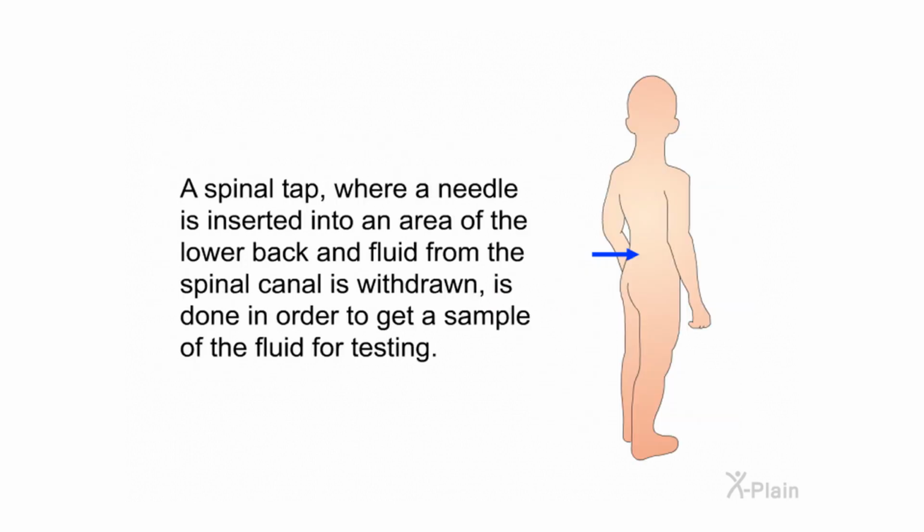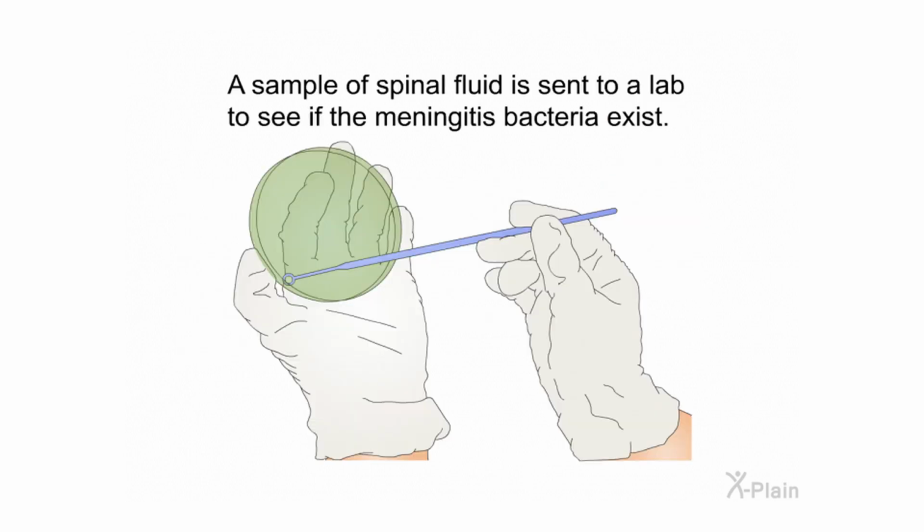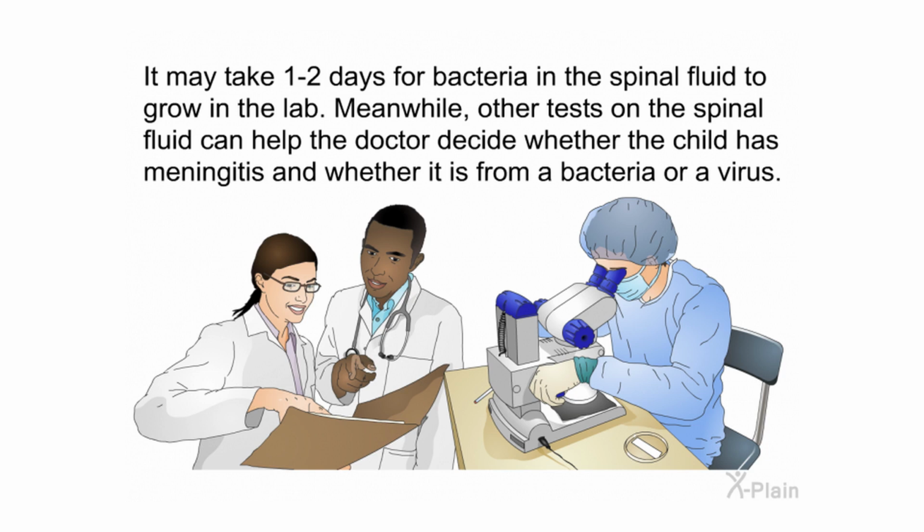A spinal tap, where a needle is inserted into an area of the lower back and fluid from the spinal canal is withdrawn, is done in order to get a sample of the fluid for testing. A sample of spinal fluid is sent to a lab to see if the meningitis bacteria exist. It may take 1 to 2 days for bacteria in the spinal fluid to grow in the lab. Meanwhile, other tests on the spinal fluid can help the doctor decide whether the child has meningitis and whether it is from a bacteria or a virus.